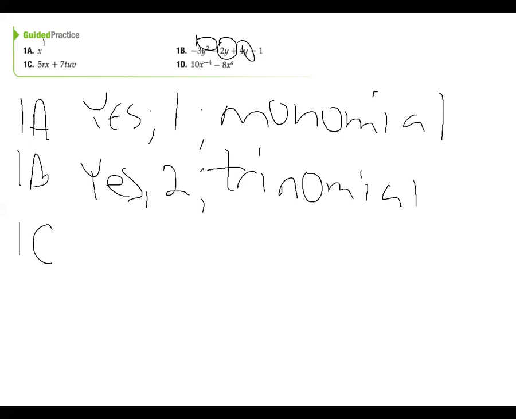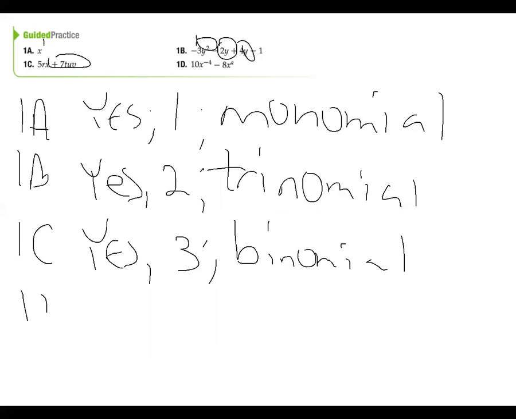1c, yes, it is a polynomial, and its degree is 3, because the t, u, and v each have an exponent of 1, so you add those together, and the degree is 3. And it is a binomial. And 1d is not a polynomial because it has a negative exponent, which if you rewrote it as a positive exponent, it would mean division by a variable. So you're not allowed to do that.